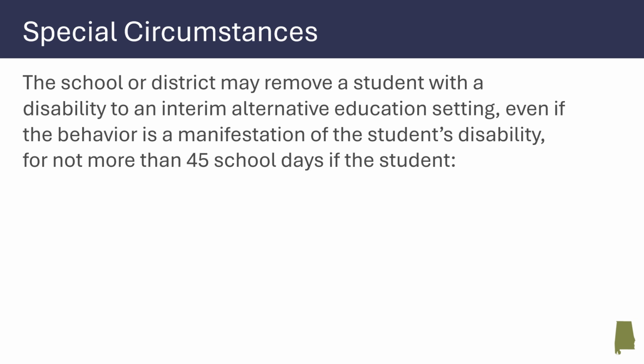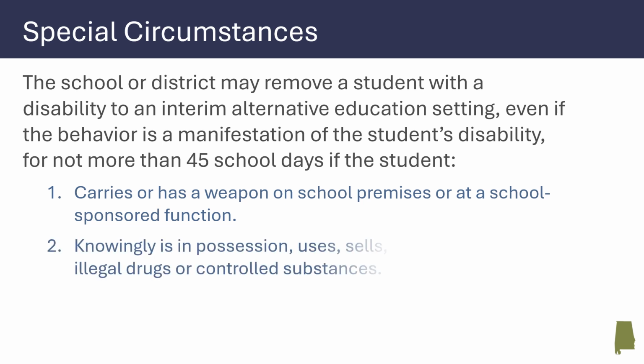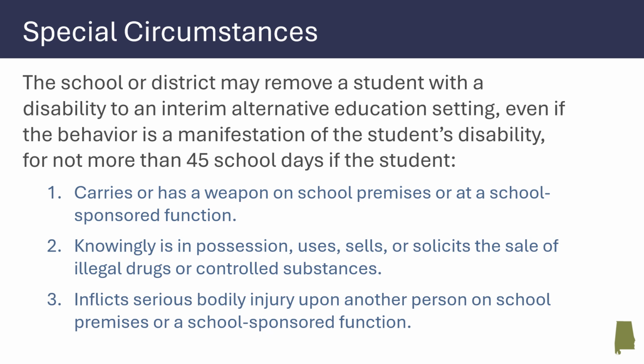The school or district may remove a student with a disability to an interim alternative education setting, even if the behavior is a manifestation of the student's disability, for not more than 45 school days if the student carries or has a weapon on school premises or at a school-sponsored function; knowingly is in possession, uses, sells, or solicits the sale of illegal drugs or controlled substances; or inflicts serious bodily injury upon another person on school premises or a school-sponsored function.